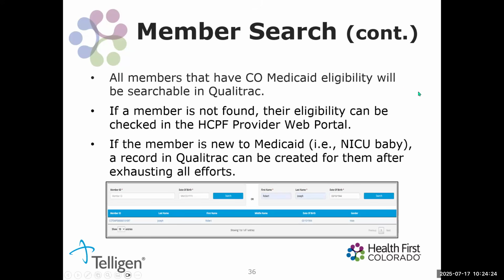So all members that have Colorado Medicaid eligibility will be searchable in Qualitrac. We get that via a file. If a member is not found, and I know you guys don't use this aspect, but there is a way that we'll be creating a job aid for you to add members. It is not preferred. We do want you to exhaust every other effort before you enter a new member, but most of them should be in there for you.